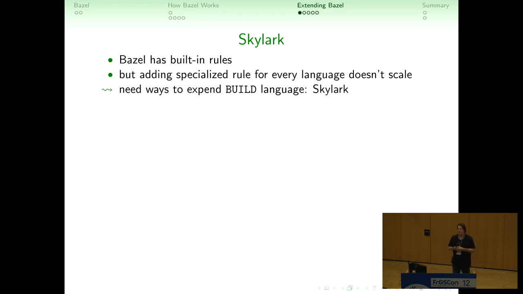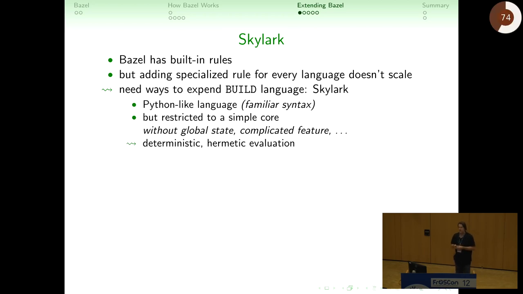And therefore, Bazel has a domain-specific language called Skylark in which you can describe your own build rules. The language uses Python syntax, so the syntax shouldn't be too scary, broadly known. But it is not full Python anymore. It is restricted to a simple subset of Python. In particular, it doesn't allow any reference to global state, so that you can evaluate your build files locally without side effects and in a deterministic, reproducible way.